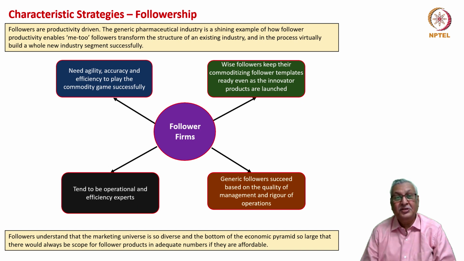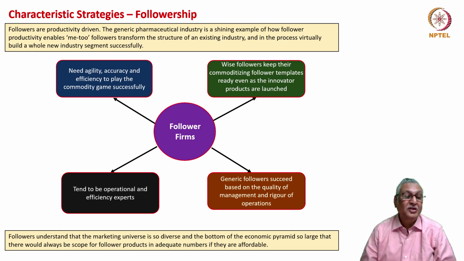What are the characteristic strategies of followership? Followers are productivity driven. They have got all the technology tailor-made by them through the work of innovators and differentiators. And the regulations also require a low level of entry. They don't have to prove that their product is superior from all angles. They just need to clone the final results of the innovators and differentiators, and they would get their approvals.